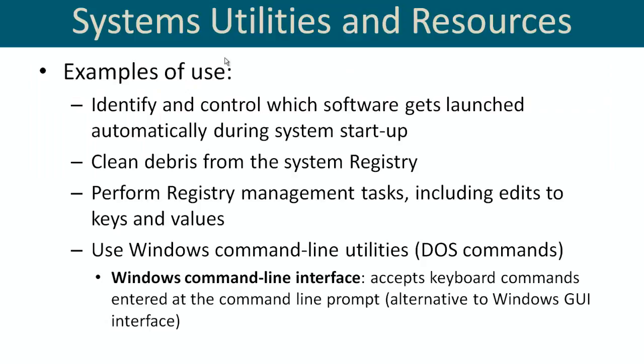Alright, so other examples, some allow you to identify and control which software gets launched. Some will allow you to automatically do different things or automatically start certain programs. Some will clean stuff from your registry. CCleaner, which is short for crap cleaner, is the awesome one for your registry. Some allow you to perform a registry task like to back it up and things like that. Or check the keys easily.